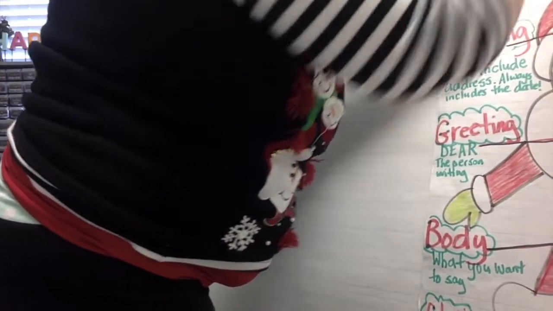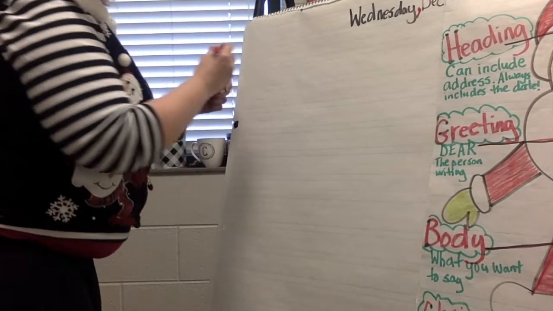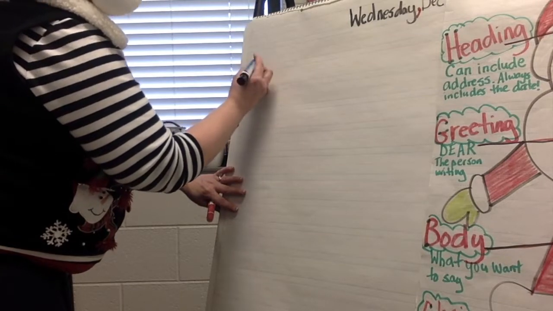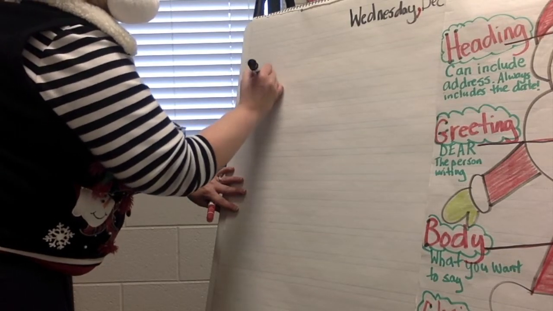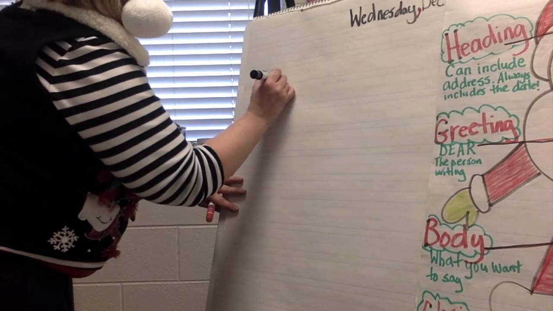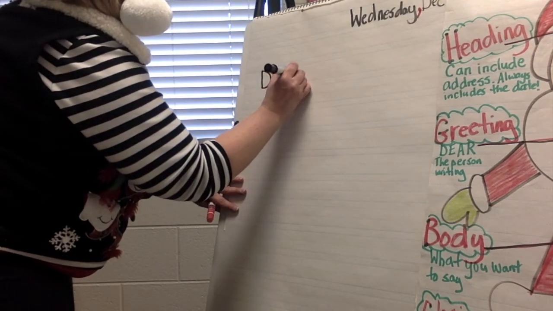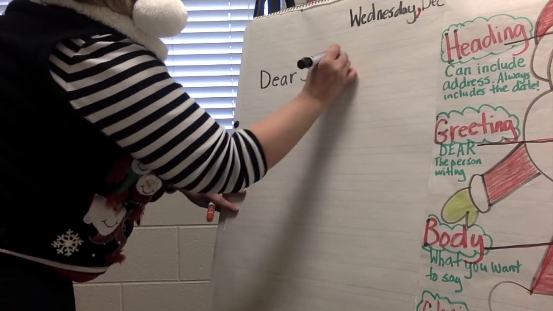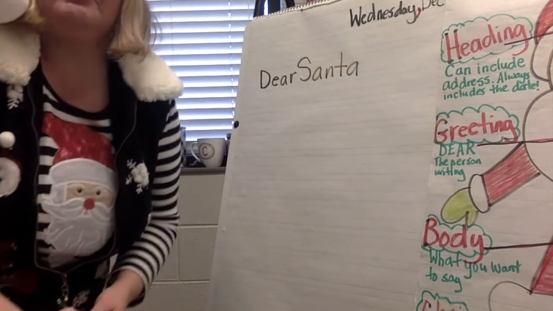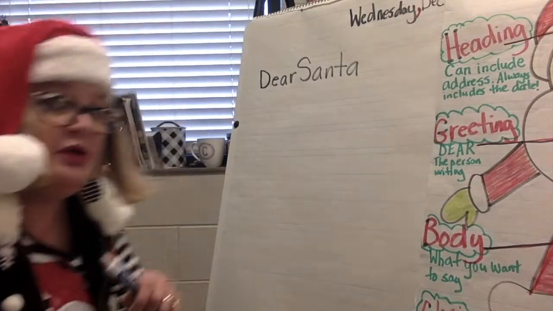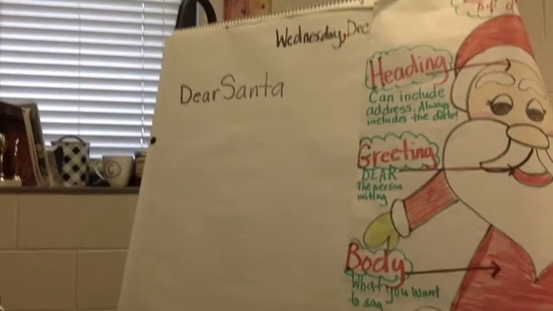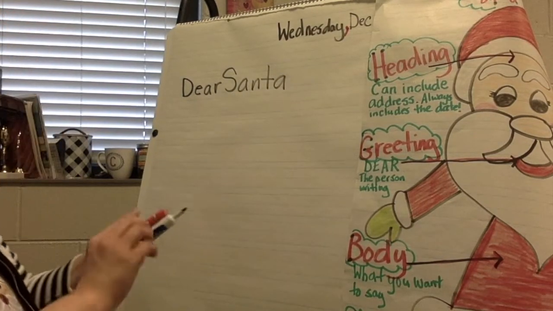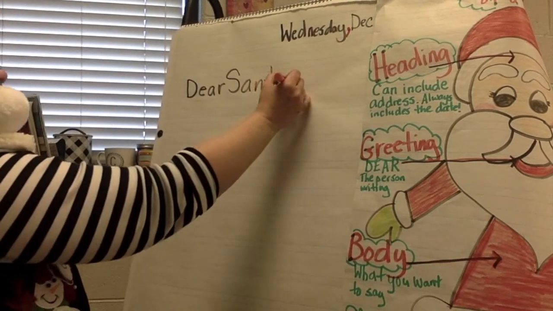And I'm going to start with my greeting. I'm going to skip a line, and I'm going to say, dear, and I make sure my dear is capitalized, dear Santa. Now, where am I going to put my comma? I don't want to put it after the dear. I want to put it after Santa. Okay, so I'm going to put my comma right here.